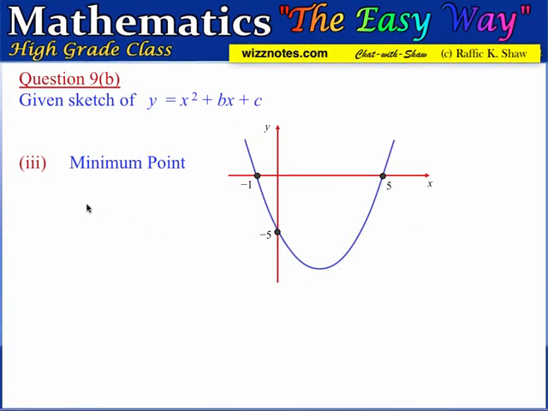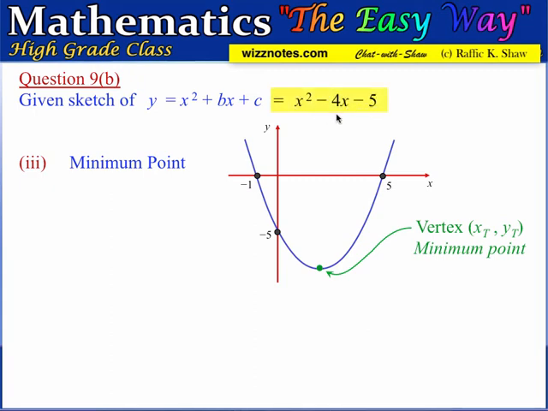Part 3 now wants us to state the coordinates of the minimum point. That's the minimum point right here. And to find the coordinates of the minimum point, we could consider putting our quadratic expression in the vertex form. We already have the standard form where we know the value for b and c, and now we can consider putting our expression in the vertex form. And because the coordinates of the minimum point is xt, yt, our primary aim here now would be to calculate the xt, which is the x value at the turning point, and yt, the y value at the turning point.